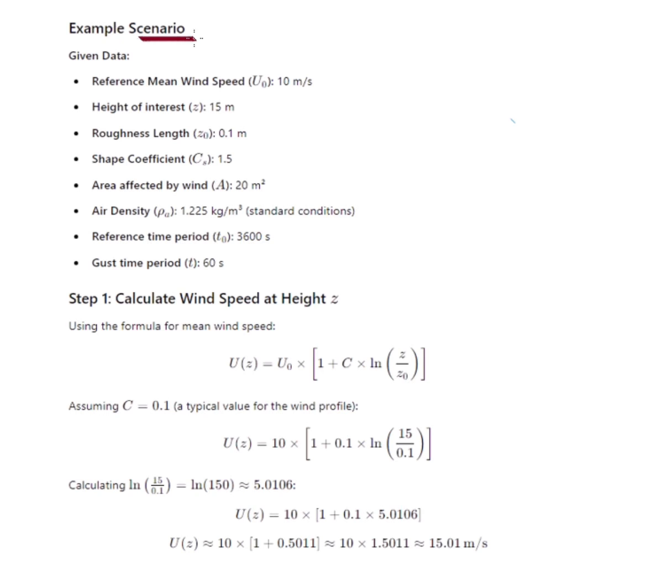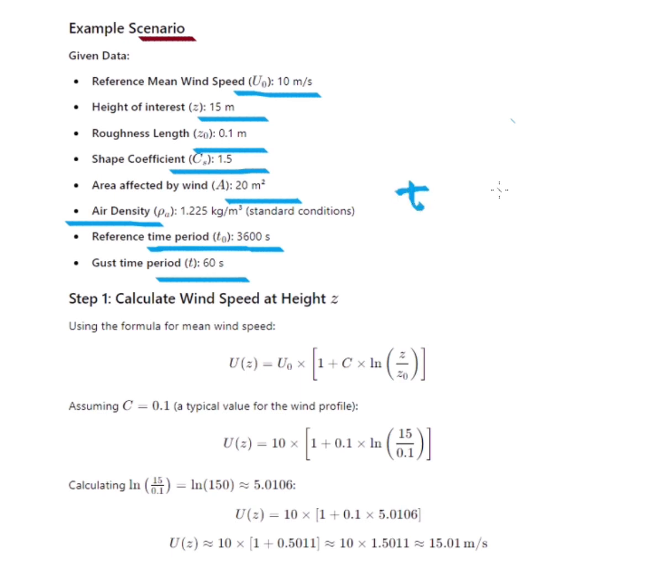Here we will see the examples. One example: the reference mean wind speed U naught is 10 meter per second, the height of interest is 15 meter, roughness length 0.1, shape coefficient 1.5, area affected by wind 20 meter squared, air density 1.225 kg per meter cube, reference time period 3600 seconds, that is 1 hour mean wind speed, and gust period 60 seconds.